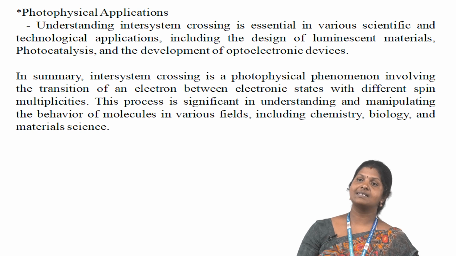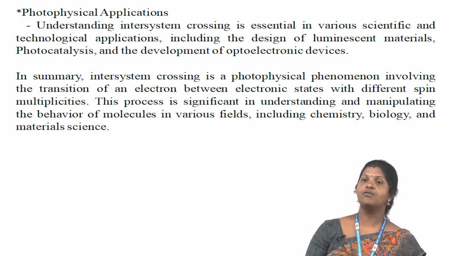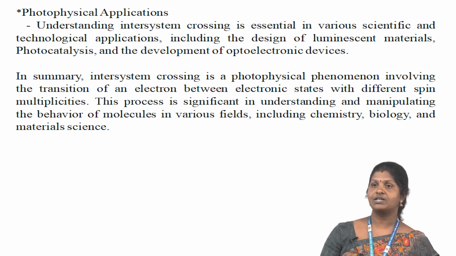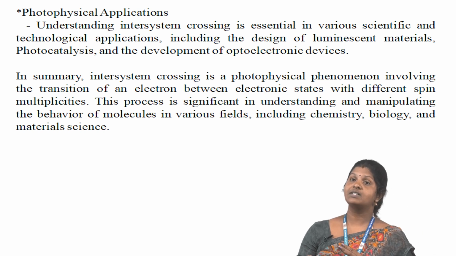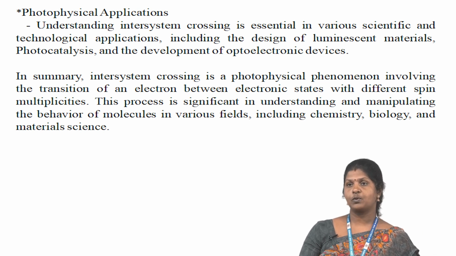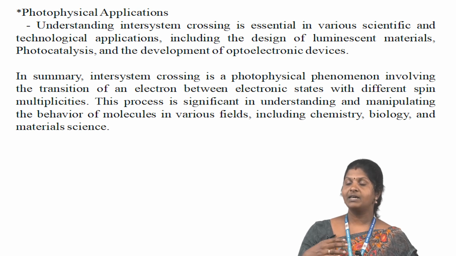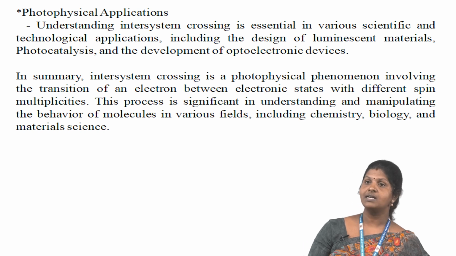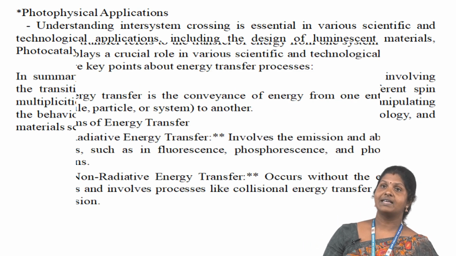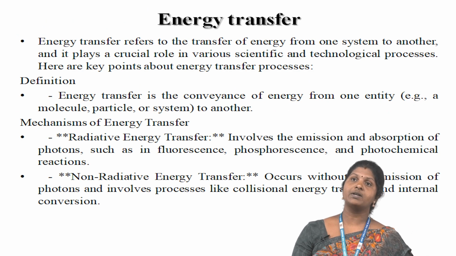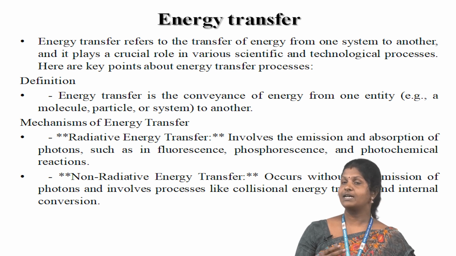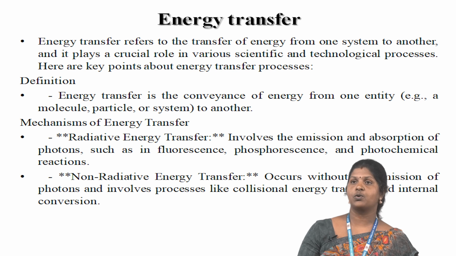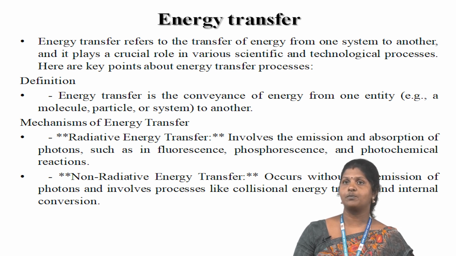In summary, intersystem crossing is a photochemical phenomenon involving the transition of an electron between electronic states with different spin multiplicity. This process is significant in understanding and manipulating the behavior of molecules in various fields, including chemistry, biology, and material science. The energy transfer: energy transfer refers to the transfer of energy from one system to another, and it plays a crucial role in various scientific and technological processes.